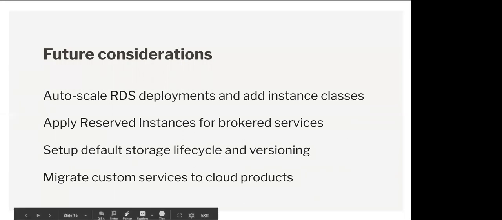First, optimize RDS deployments through auto-scaling and offer even more instance classes for customers to choose from. Next, enable reserved instances for brokerage services, including RDS, Elasticsearch, and Elasticache to drive down resource costs further. Another consideration, implement sensible default lifecycle and versioning management for all storage services, including S3, EBS, and others, to prevent retention of unneeded data, which contributes to rising costs. And finally, replacing bespoke services with stable brokered services, for example, Kubernetes cluster, to reduce O&M costs.